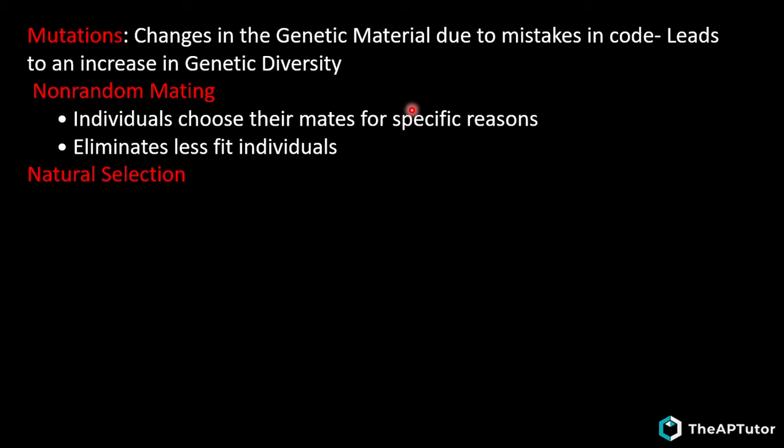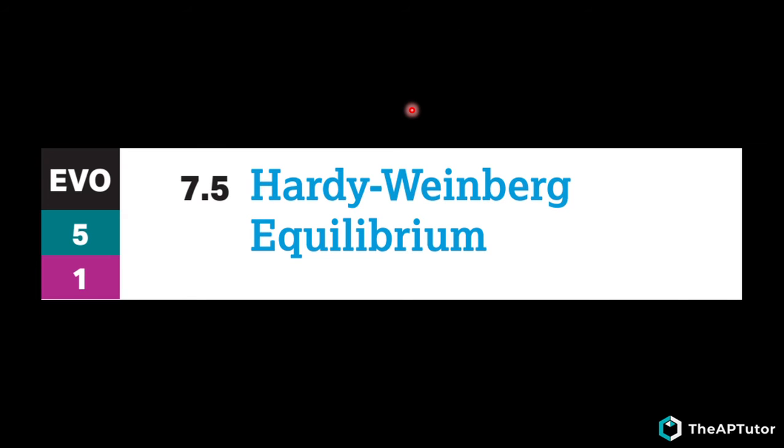Mutations also cause genetic diversity, as they are changes in the genetic material due to mistakes in code. It leads to an increase in genetic diversity. Non-random mating is where individuals choose their mate for specific reasons, and this eliminates less fit seeming individuals. And of course, natural selection.